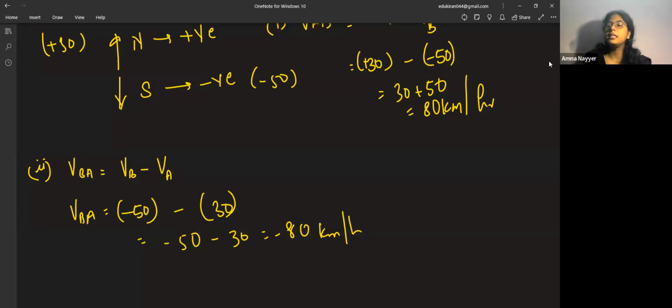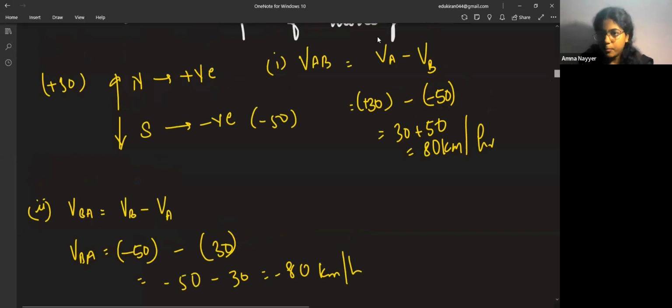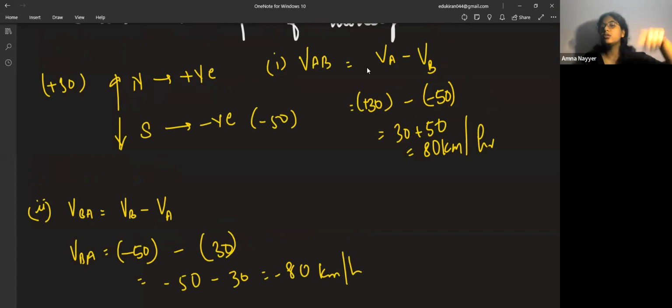Fine. So VAB, this is VA minus VB. Plus 30, because north we have taken it as positive, minus minus 50, because this is coming downwards. And second part is saying VB, which is coming downwards, minus 50, because downwards we have taken it as negative, minus VA, which is plus 30. So minus 50 minus 30 becomes minus 80 kilometer per hour.